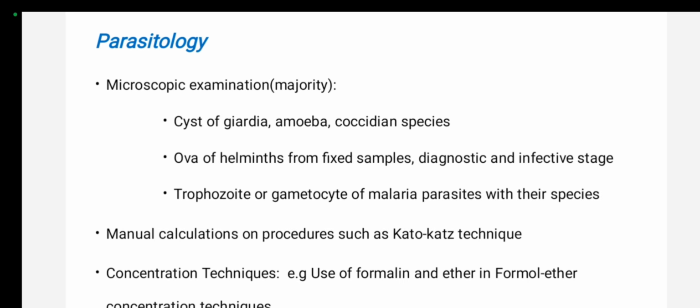The other thing is the trophozoite or gametocyte of the malaria parasite. This is also very common. We have to identify the trophozoite, the ring forms, the gametocyte, and the schizont of malaria parasites, and we may be asked to state their species.